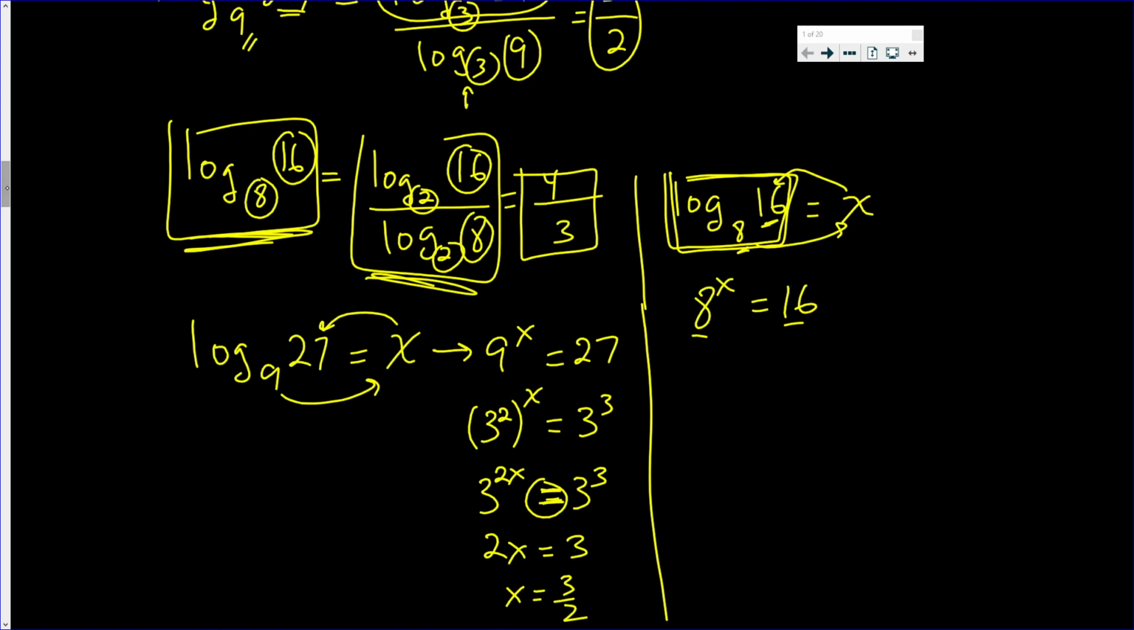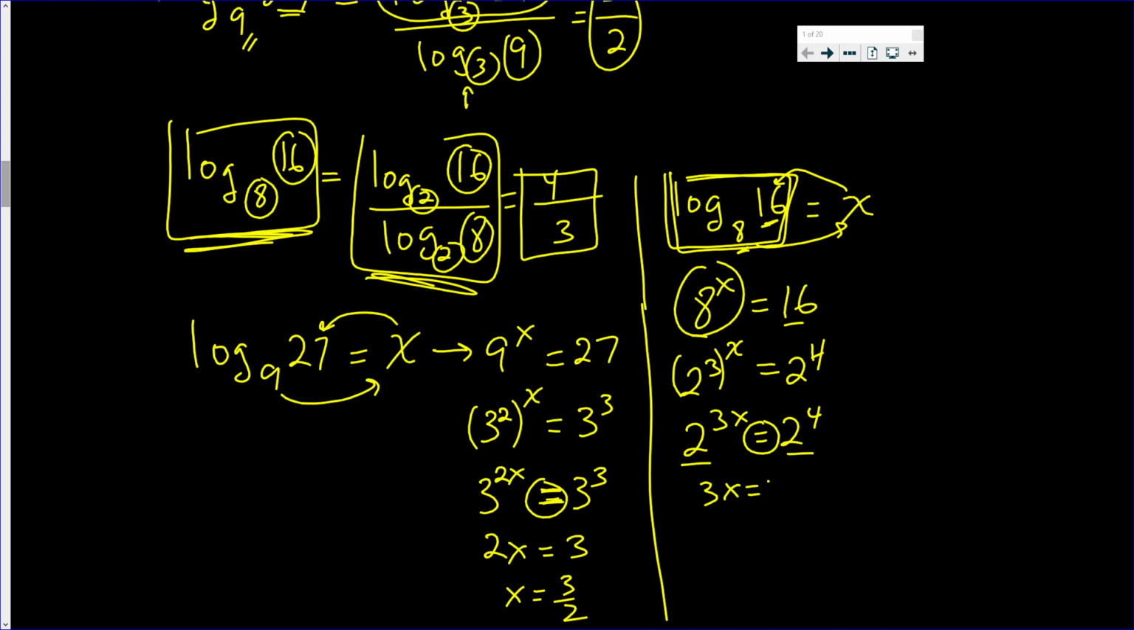But if you're not going to see that, well, 8 is 2 to the 3, and what am I doing to 8? Well, whatever it is, I better do it to 2 to the 3. I'm raising it to the x power. And like we said, 16 is also 2 to a power, 2 to the 4th power. So 2 to the 3x is equal to 2 to the 4th. We have equality. We're raising 2 to powers and we're getting equality. Well, these powers have to be equal to one another. Divide by 3, x is 4/3. Exactly what we got before.